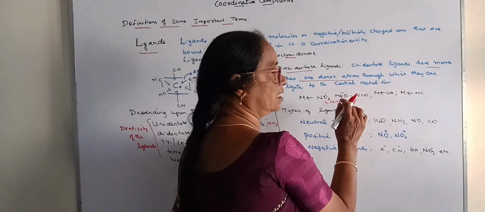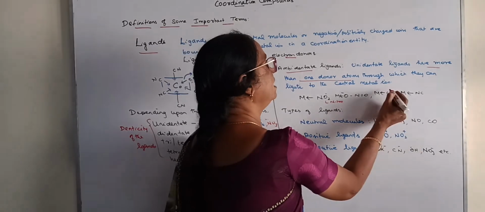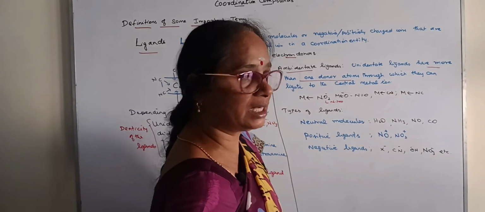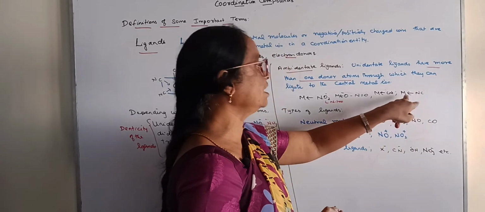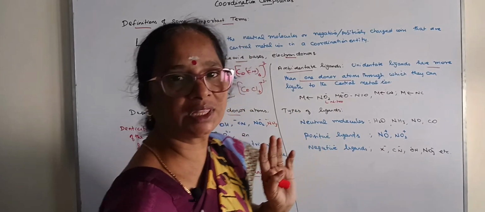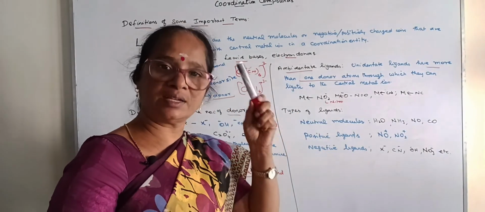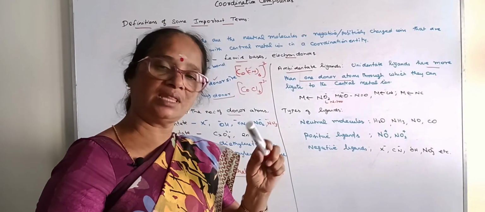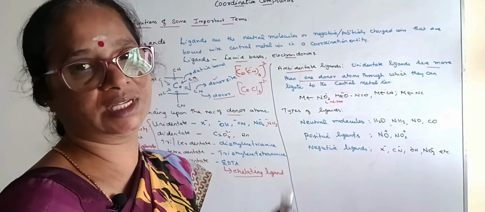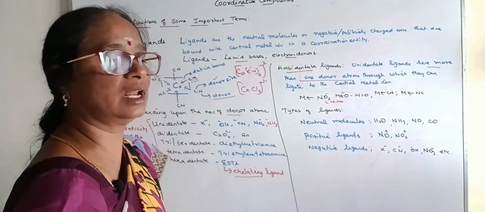Similarly, cyanide. Cyanide has that isocyanide structure also. In this case, carbon is capable of donating its electron pair to the metal, or else if nitrogen is donating, then nitrogen is making the dative bond with the central metal atom. So ambidentate ligands are unidentate ligands which can have more than one donor atom through which they can make a dative bond with the central metal ion.